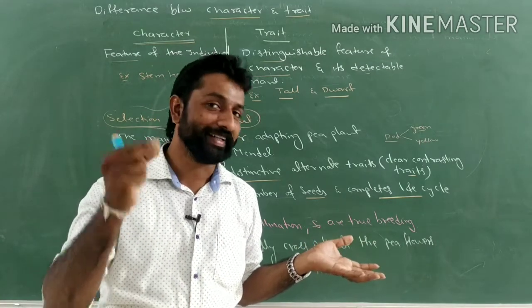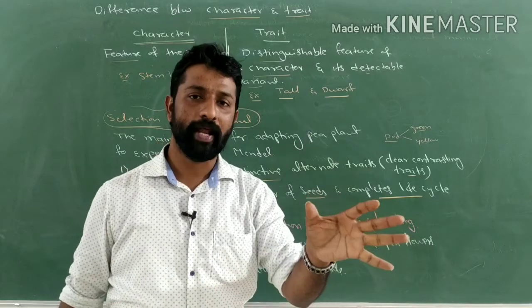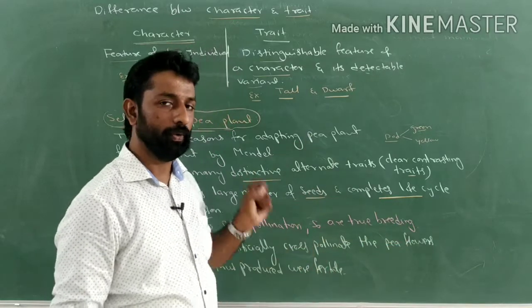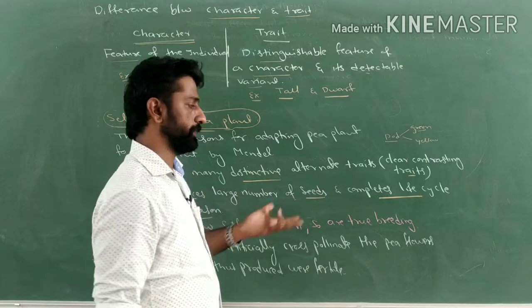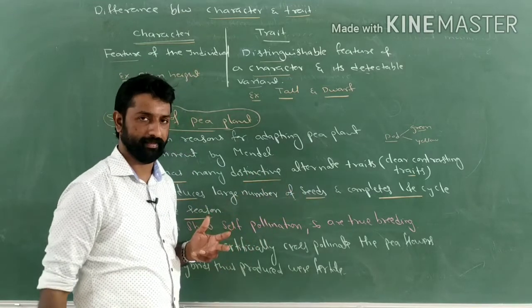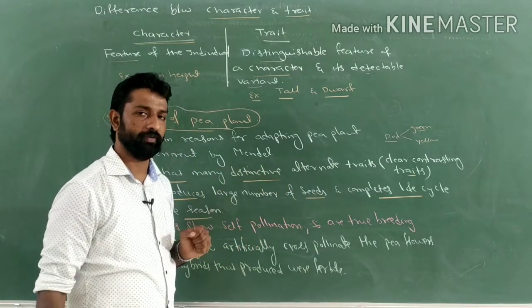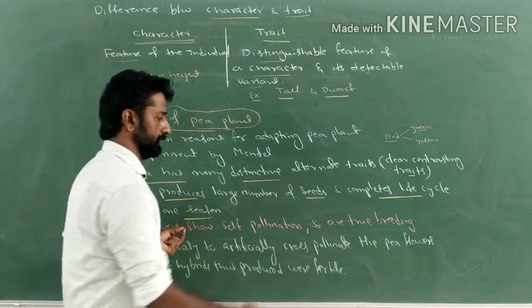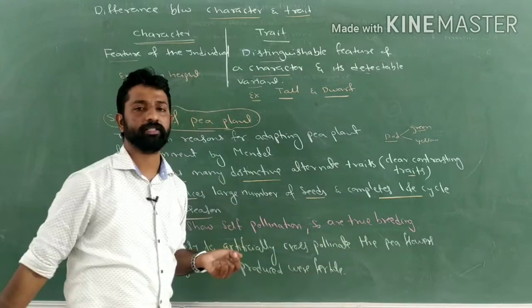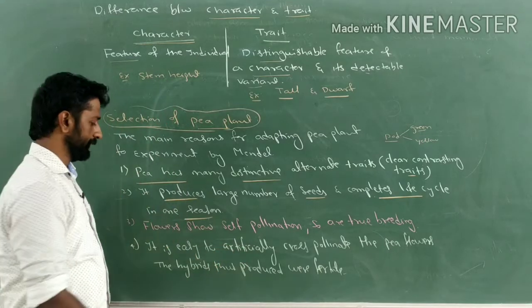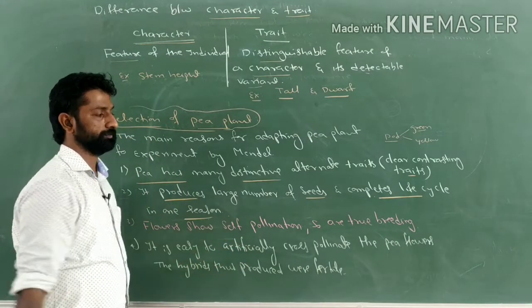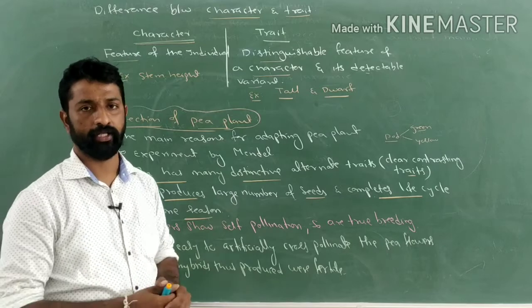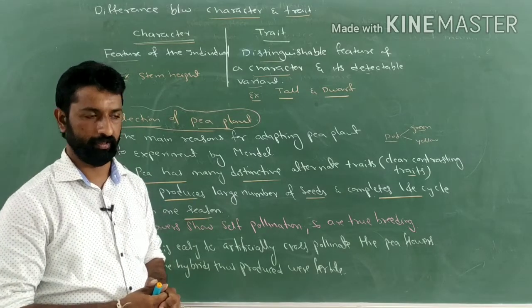So in order to get the result of that experiment, you have to choose a plant whose lifespan is very short, and with other alternate features also. So pea plants can produce a large number of seeds, and can complete the life cycle in one season. So he studied many aspects of genetics over this plant within 7 years.